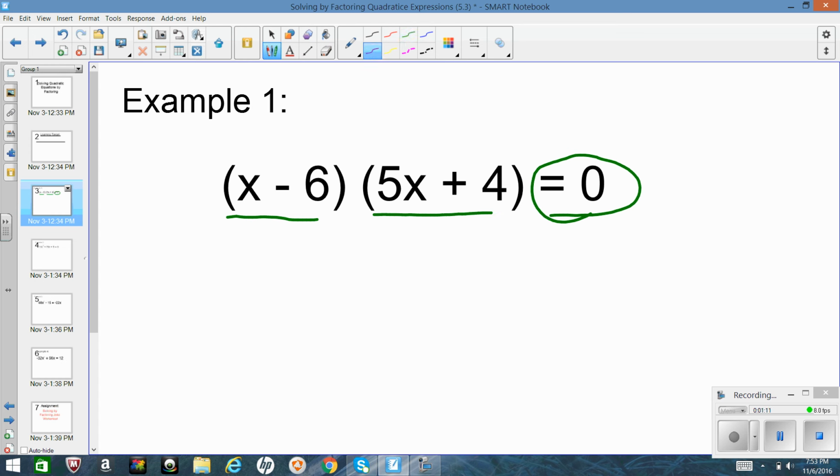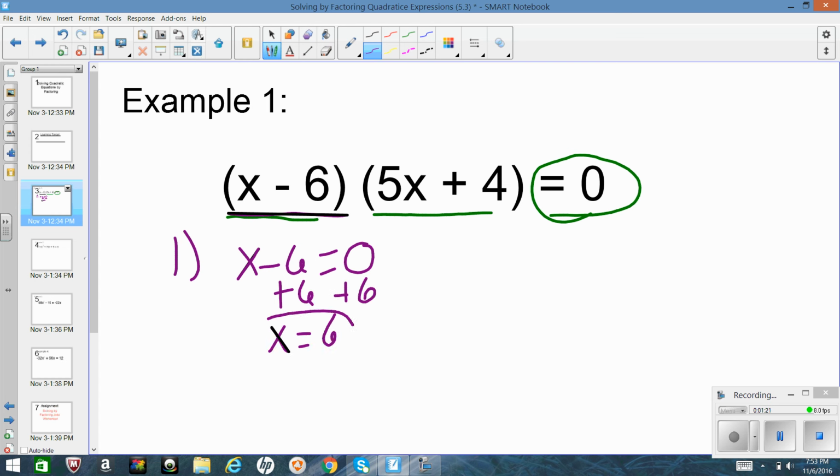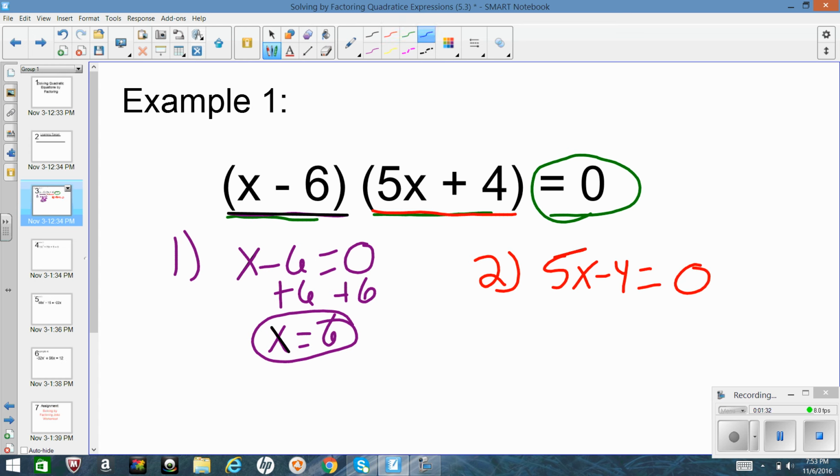So we're going to take our first expression, x minus 6, and set that equal to 0. If I add 6 to both sides, x would equal 6. Then I'm going to take my second expression, 5x minus 4, and set that equal to 0. If I add 4 to both sides, 5x would equal 4. This should be 5x plus 4.